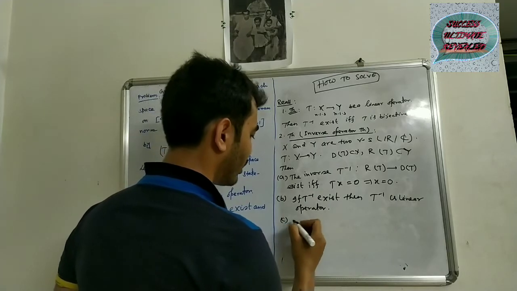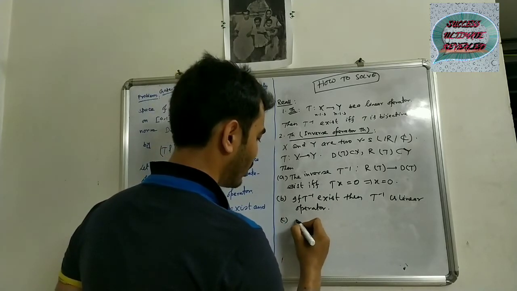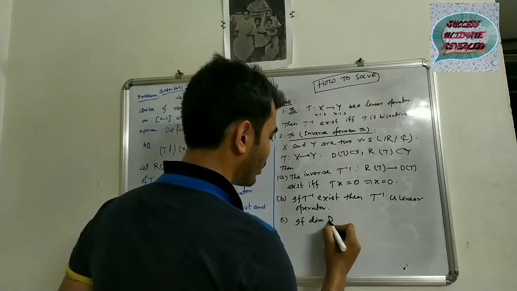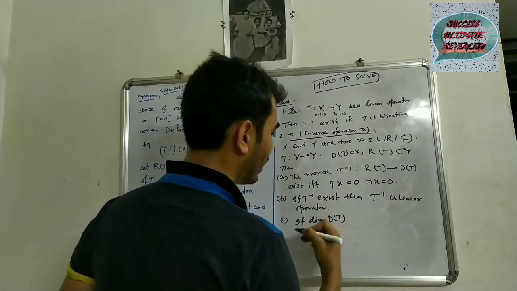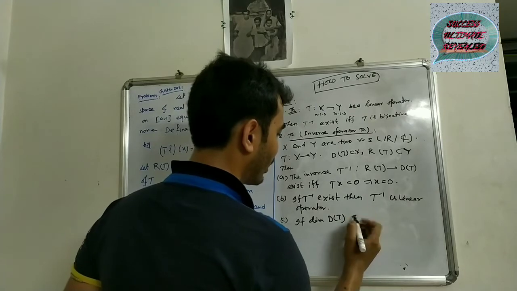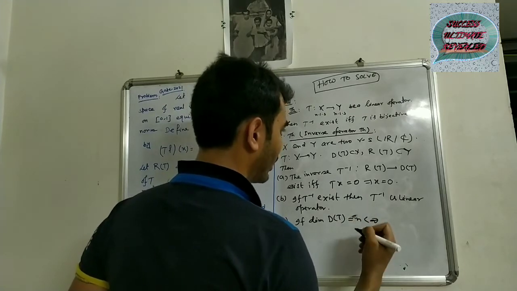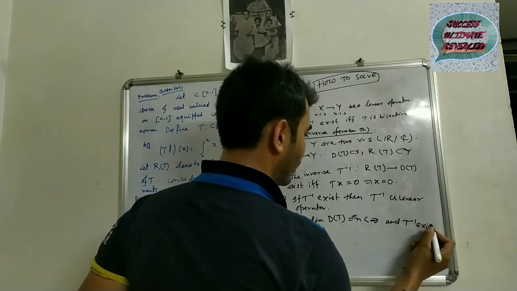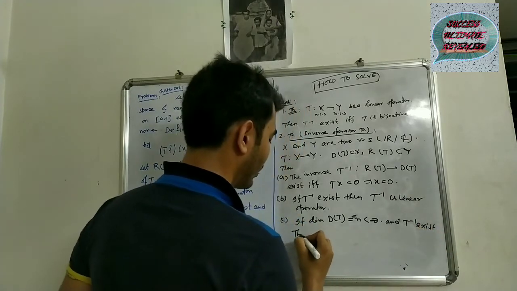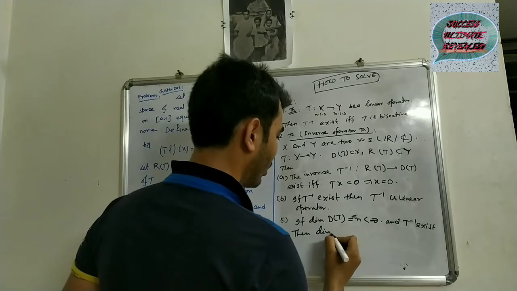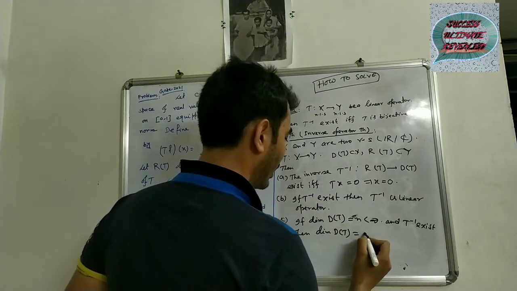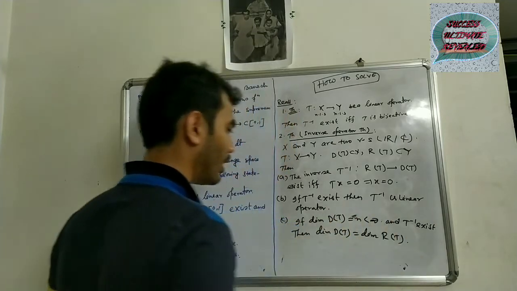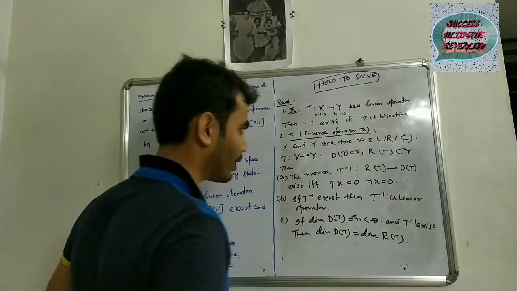The third part says that if the dimension of D(T) equal to n less than infinity and T inverse exists, then dimension of D(T) equal to dimension of the range of T. Clear? So this is the inverse operator theorem.